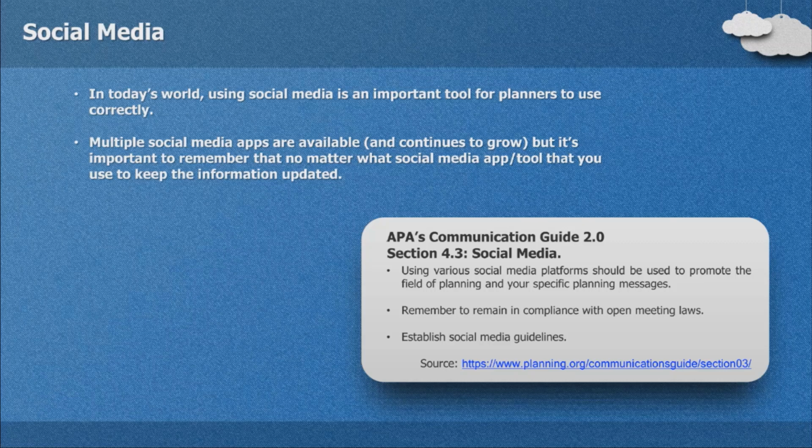Social media, in today's world, is an important tool for planners. It gets back to public involvement and keeping the public informed. The APA, underline this, has published a communications guide. So there's an asterisk next to that. They've gone through to publish this, put it on your study guide. They've identified what the goals of social media are and how planners can use social media to communicate with residents.